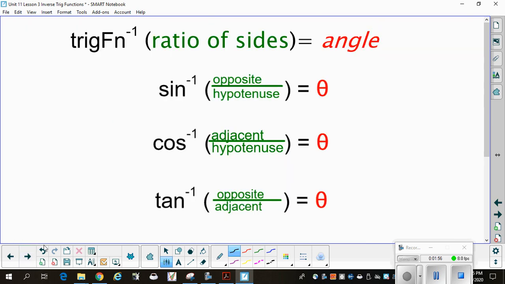Now, just so that you can see it a little clearer, the inverse trig function takes the ratio of sides and gives you the angle. So the inverse sine takes the opposite over the hypotenuse and gives you back theta. Cosine inverse takes the adjacent over the hypotenuse and gives you back the angle. The inverse tangent takes the opposite over the adjacent ratio and returns the angle.